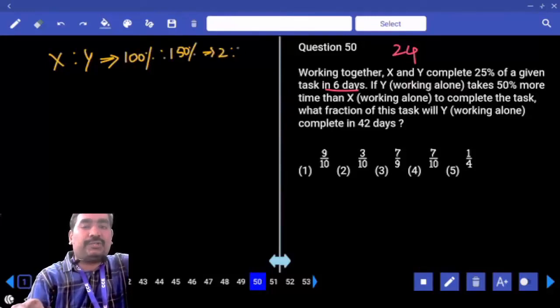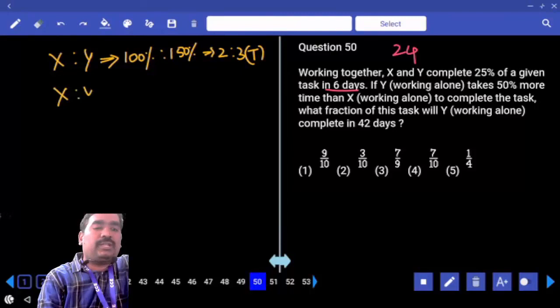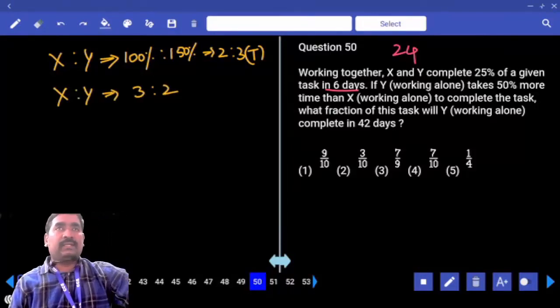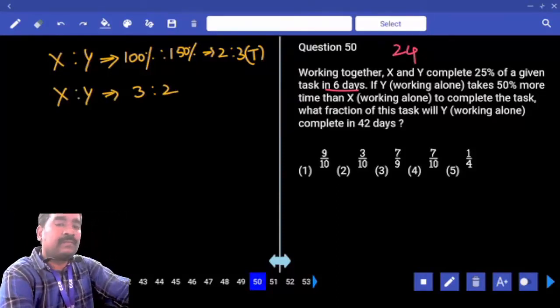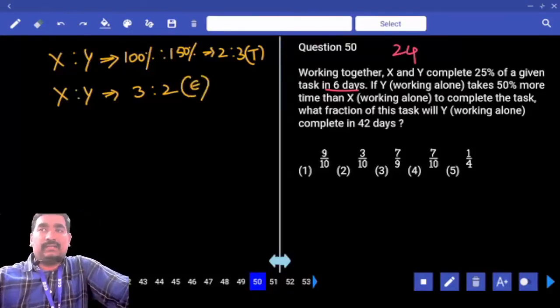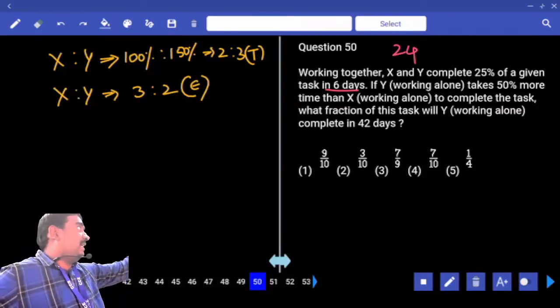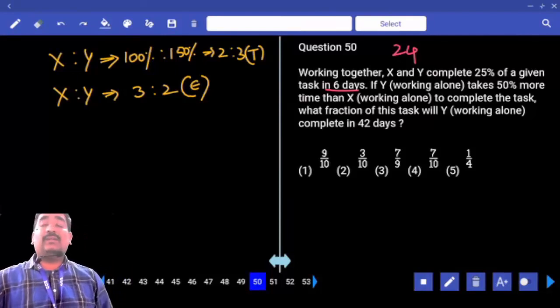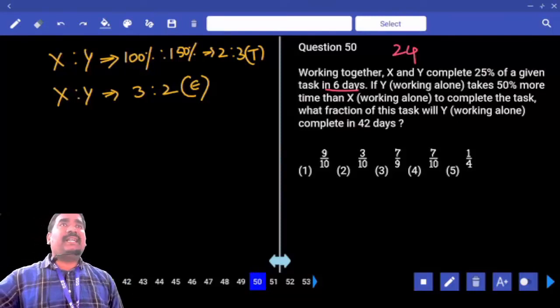Time ratio 2:3. Time ratio 2:3 means efficiency ratio 3:2. What is the meaning of efficiency? Per day work. In 1 day X can do 3 units, Y can do 2 units. Together they can do 5 units in a day.